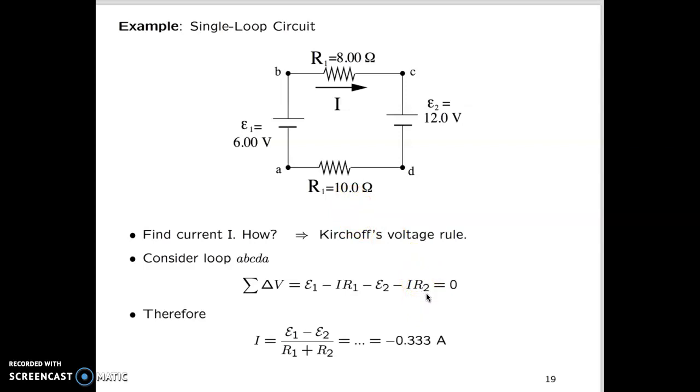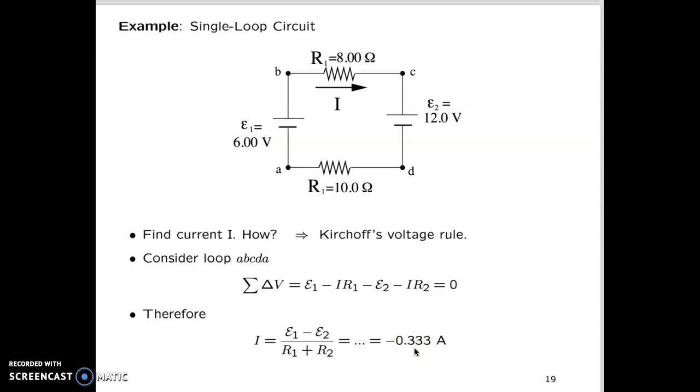I know that the sum of the potential differences is equal to 0. I have one unknown, I. I solve this equation, where these four terms sum to be 0. I solve for I, plugging in E1, E2, R1, and R2. Again, this is supposed to be R2 here, 10 ohms. Easy calculation, it's minus 0.333 amps.